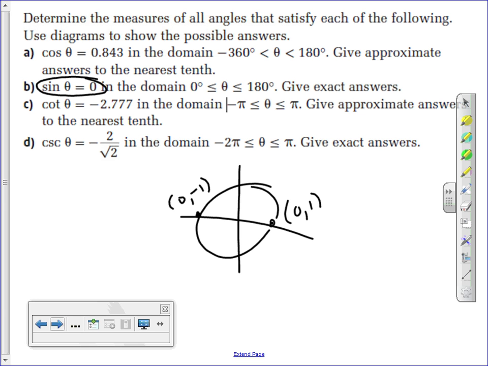So what is the measure of those angles? I would say that theta equals 0 degrees or 0. It also could equal 180 degrees or pi, depending on whether you want the answer in radians or in degrees.